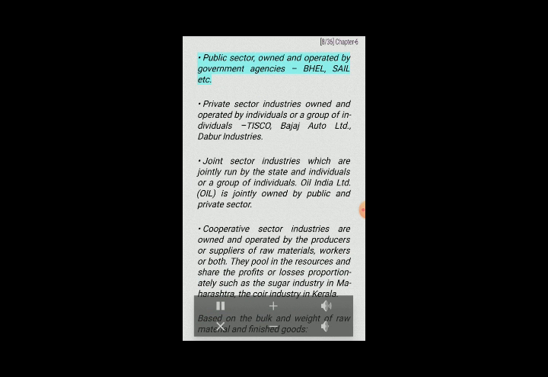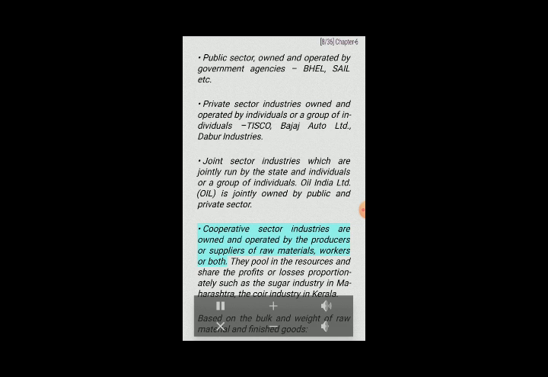On the basis of ownership. Public sector: owned and operated by government agencies, BHEL, SAIL, etc. Private sector industries: owned and operated by individuals or a group of individuals, TISCO, Bajaj Auto Limited, Dabur Industries. Joint sector industries: jointly run by the state and individuals or a group of individuals, Oil India Limited. Oil is jointly owned by public and private sector.